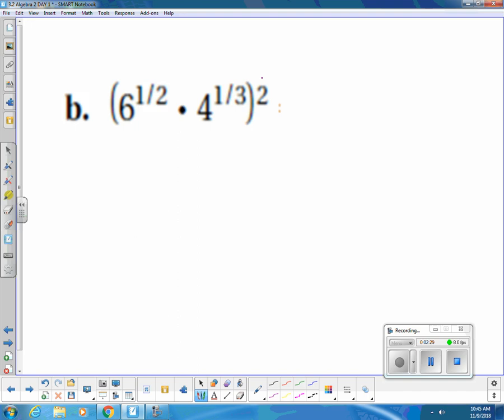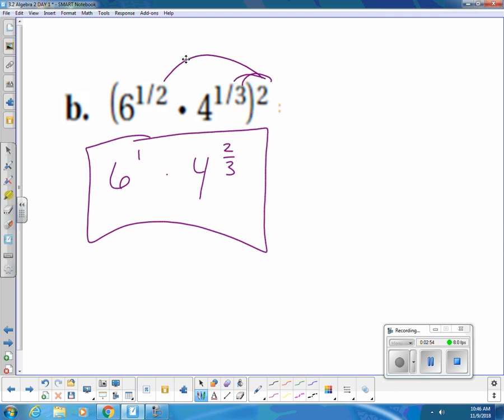What we're going to do is just distribute this 2 within. Now when you distribute the 2 to here, the 1/2 and the 2 multiply together. So what is 1/2 times 2? 1. And then the 1/3 will multiply by 2. And 1/3 times 2 is 2/3. At this point, 6 and 4 are not like bases. There's really nothing more to do. The book just kind of stopped here. You don't have to have that little 1. It can be invisible.